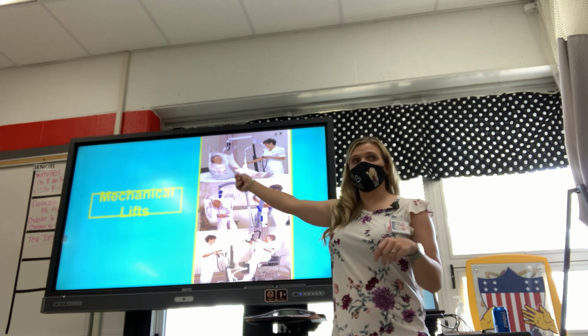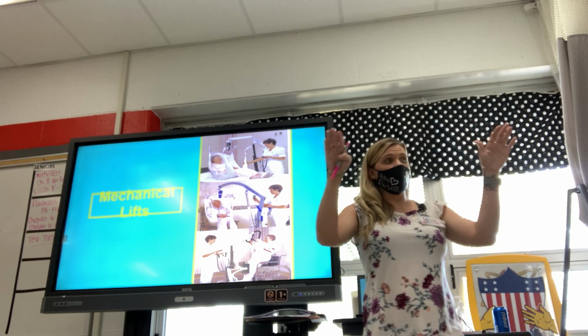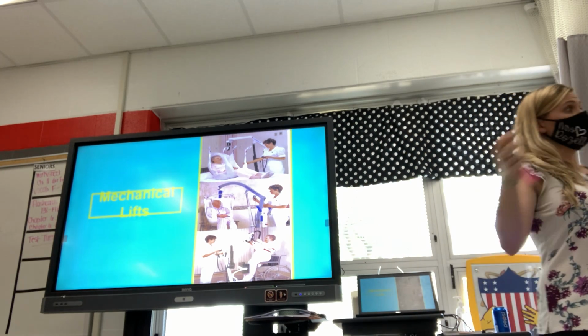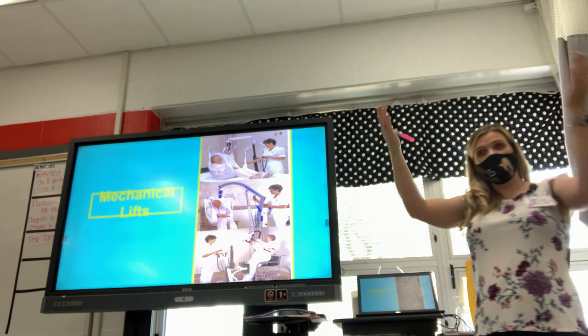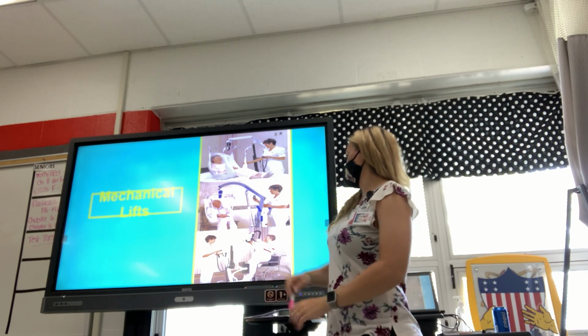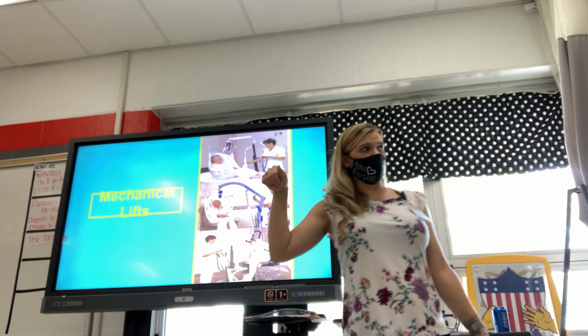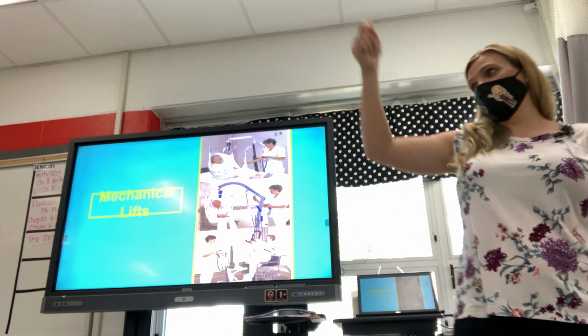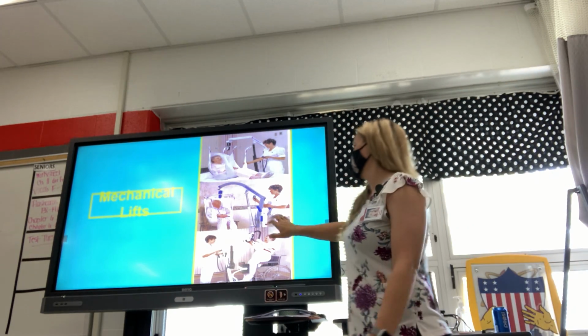They basically have this netting that goes up underneath the patient. You hook it to some hooks. You mechanically lift it up. When I was in school, we used to have to crank them. It was an old crank one. Now it's electronic. You just push a button and they rise up in the air.